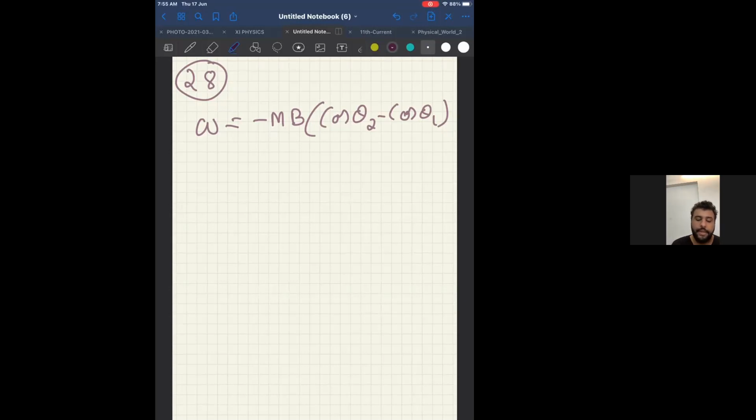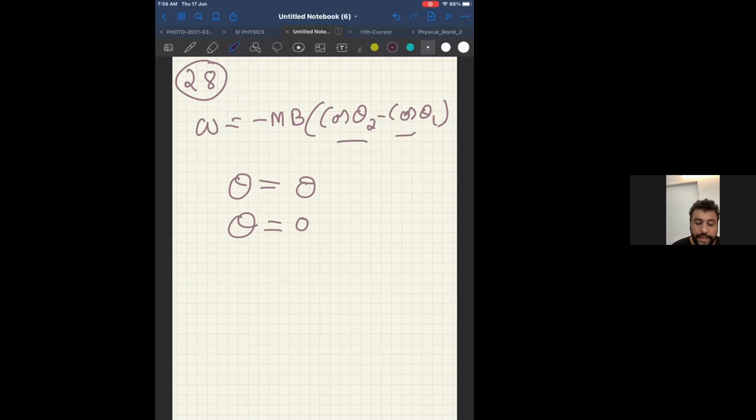Only one angle is given, that is theta. The other angle is not given, so that will be 0, because I have two angles. I have told you the answer is D. It is MB into 1 minus cos theta. The minus sign has gone from all the options.